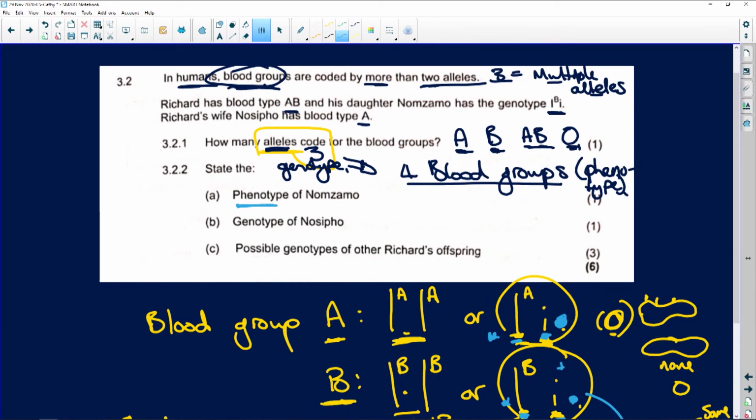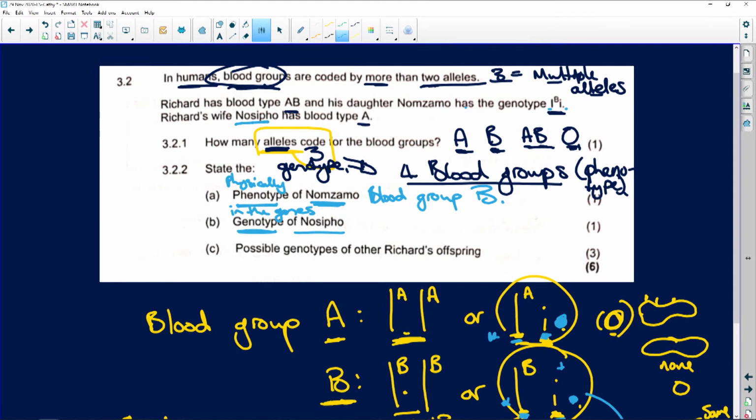Let's quickly do this here. So we want the phenotype. That means what we are going to see physically. What are we going to see physically for Nomzamo? It tells you, and his daughter Nomzamo has the genotype BI, which means that she is going to be blood group B. That's what you're going to see in the phenotype, blood group B. Now, the genotype, that is what's in the genes. For Nocifor, what is in the genes?